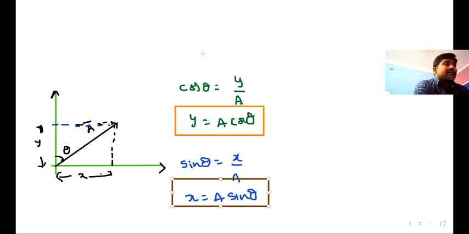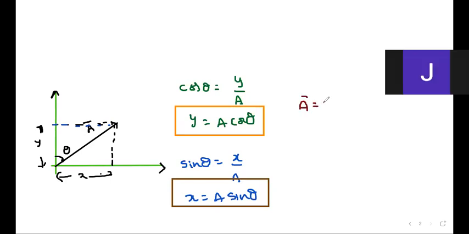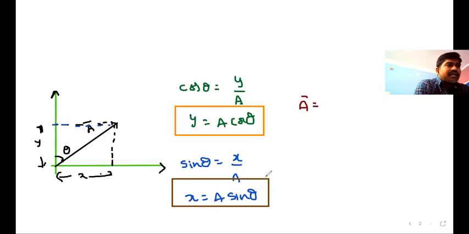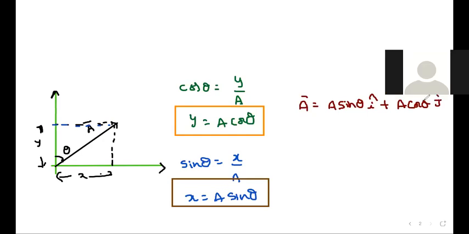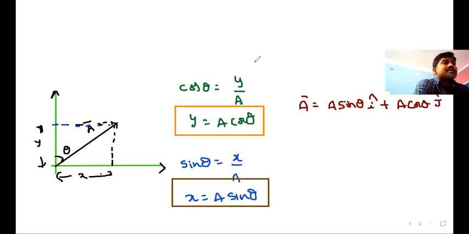In this particular case, how can you write the whole vector then? The whole vector A bar equals, the x component is A sin theta, into i cap, plus the y component, A cos theta, j cap.